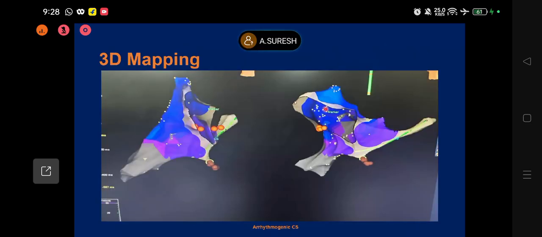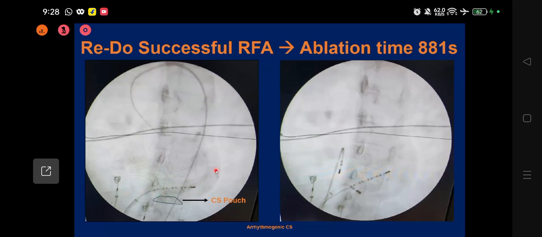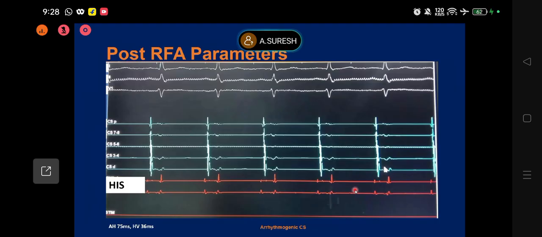So this is the SVC, IVC, this is the right atrium, this is the coronary sinus, and this is the coronary sinus pouch where we could get success. And this is the coronary sinus pouch, and this is ablation within the neck of the coronary sinus pouch where we got success. So these are his post-RF parameters. HV is normalized, HV is 36 milliseconds, normal HV is 35 to 55, previously it was 14 milliseconds. When there was pre-excitation, and now the patient is in sinus rhythm.